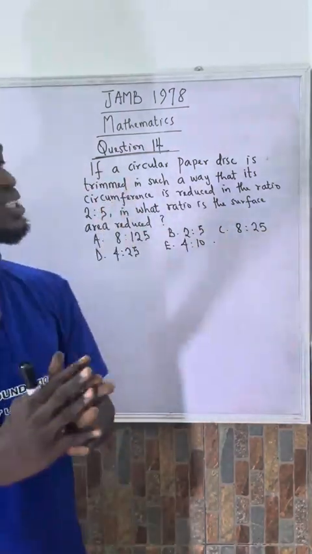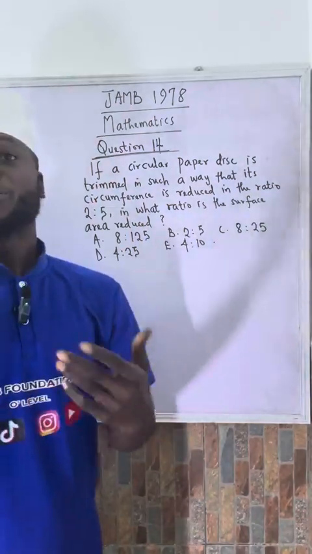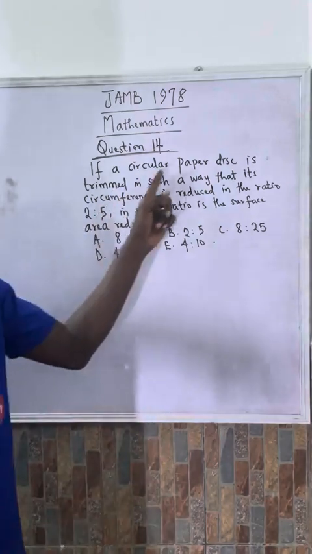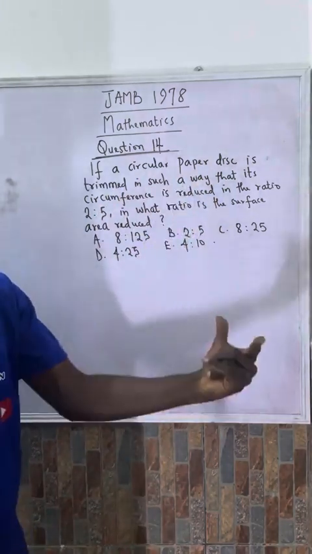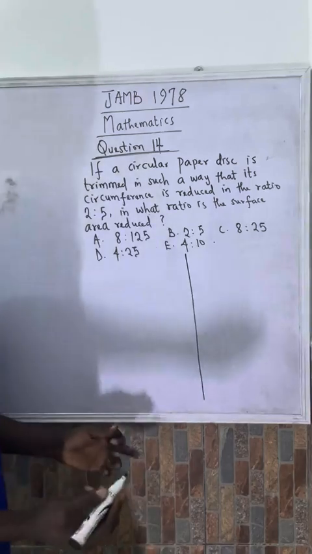This is particularly a question on geometry, specifically on mensuration of plane shape. The circle is a plane shape. So now we have a circular paper disc. Let me put it in a diagrammatic form for you to understand.